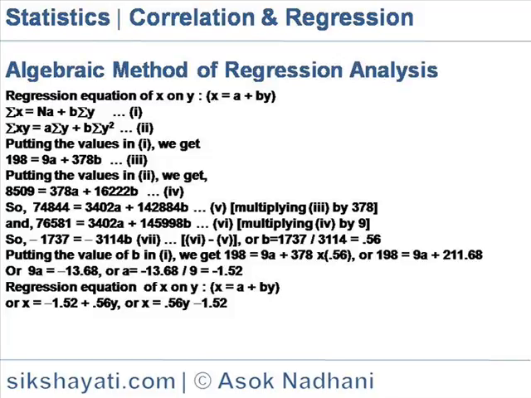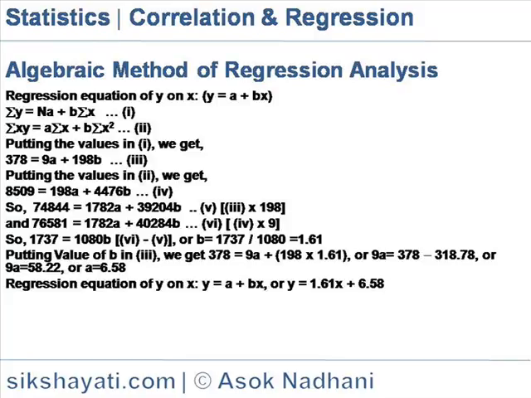Putting the value of b in 1, we get 198 is equal to 9a plus 378 into 0.56, or 198 is equal to 9a plus 211.68, or 9a is equal to minus 13.68, or a is equal to minus 13.68 by 9 is equal to minus 1.52. So the regression equation of x on y, that is x is equal to a plus by, is now x is equal to, putting the values, minus 1.52 plus 0.56y, or x is equal to 0.56y minus 1.52.